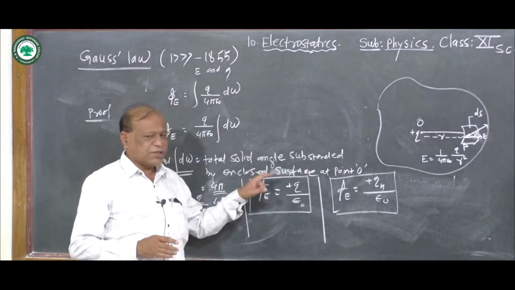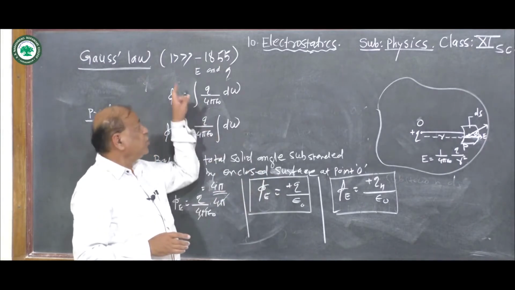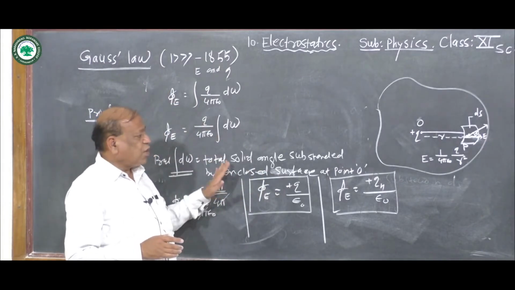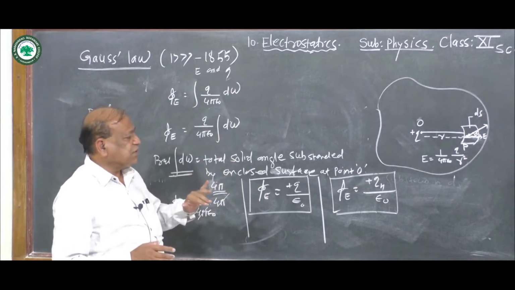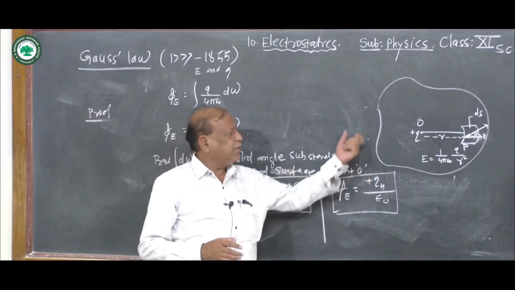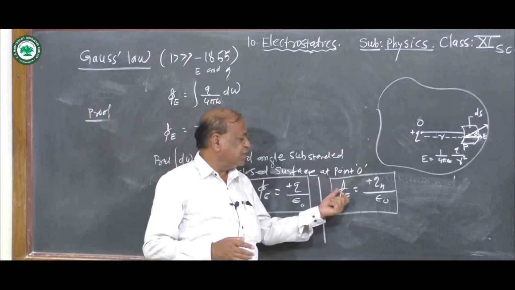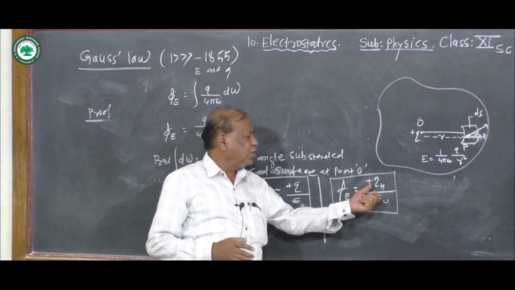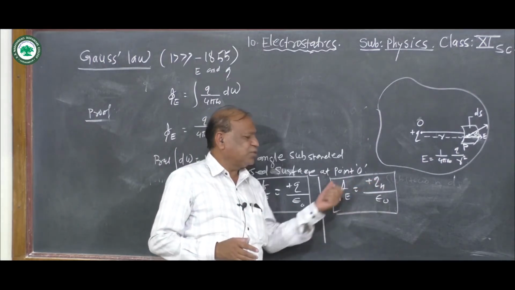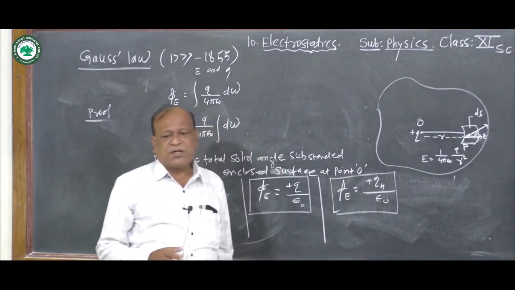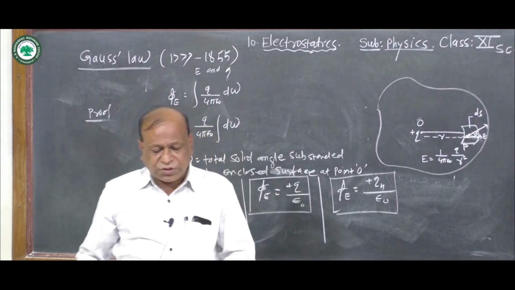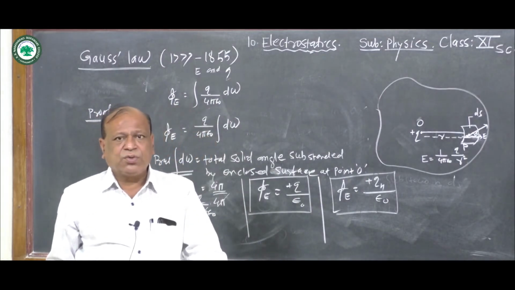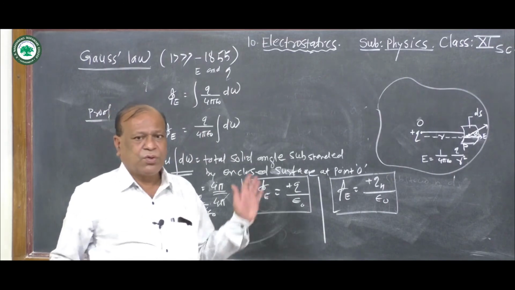This is the mathematical statement of Gauss's theorem. Now if this surface consists of charges Qn enclosed in it, then phi E is equal to Qn divided by epsilon 0, which is another form of Gauss's theorem in electrostatics. Okay, now we can stop here.